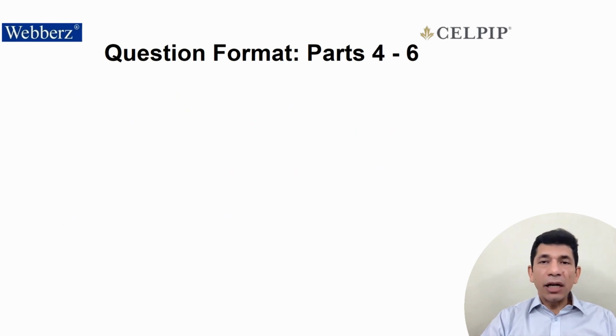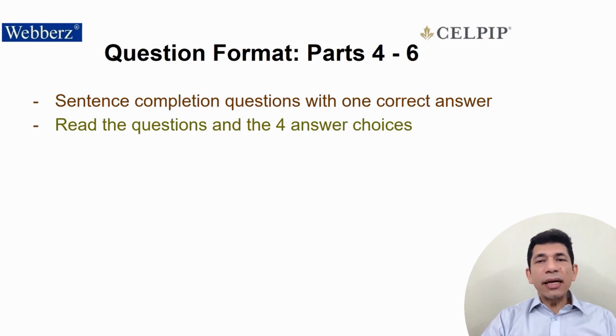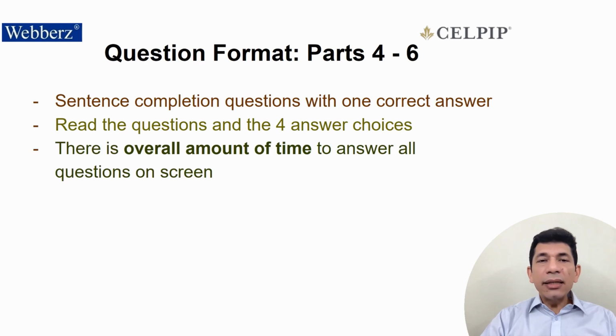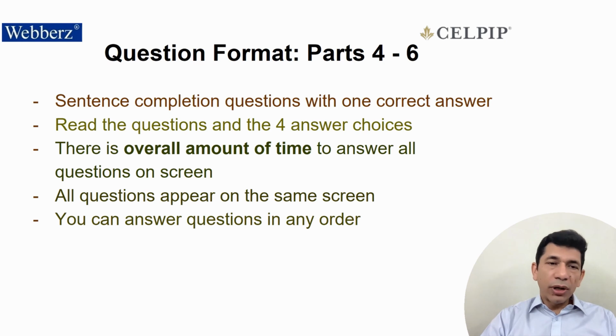Questions part 4 to part 6. Sentence completion questions with 1 correct answer. Read the questions and then the 4 answer choices. There is an overall amount of time to answer all the questions on the screen. All the questions will appear at the same time on the screen. You can do them randomly, no problem at all.